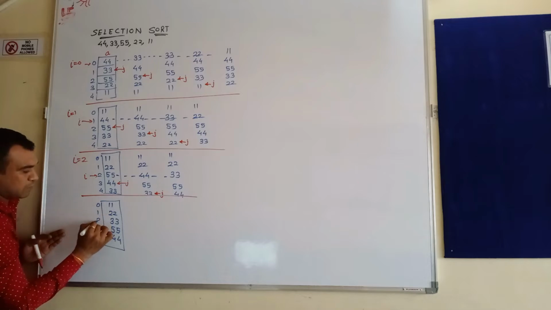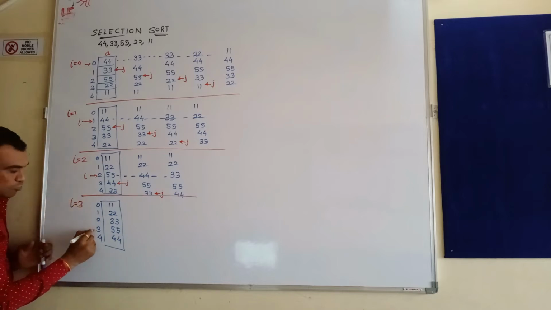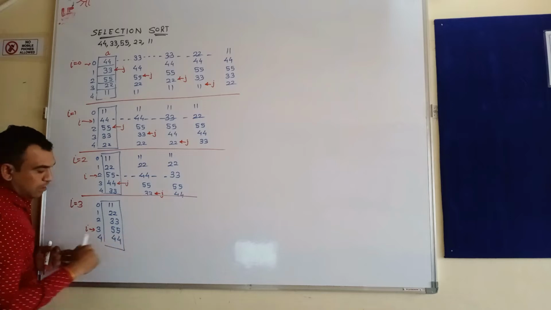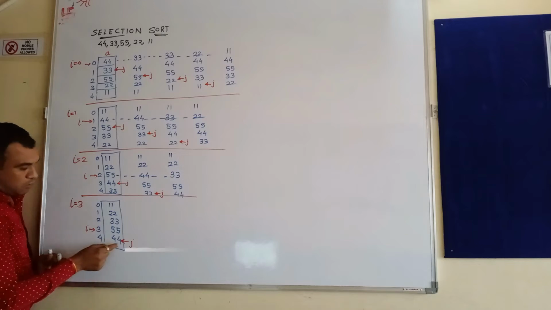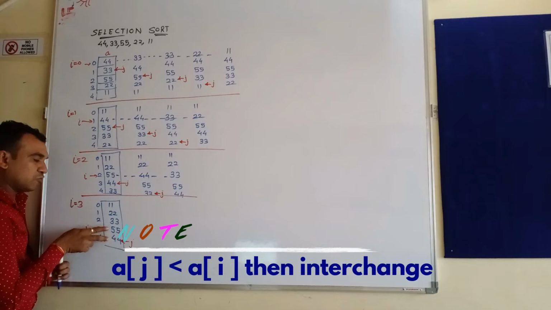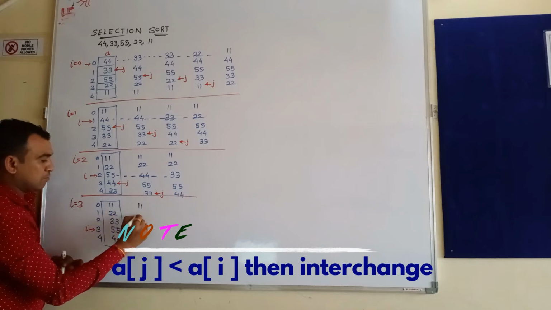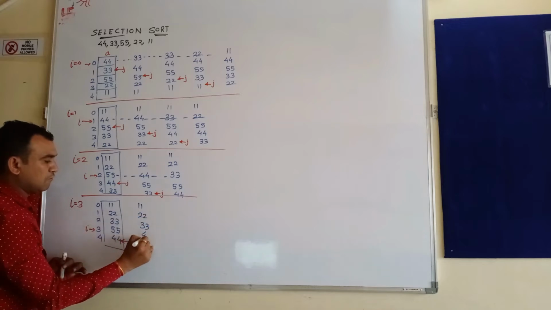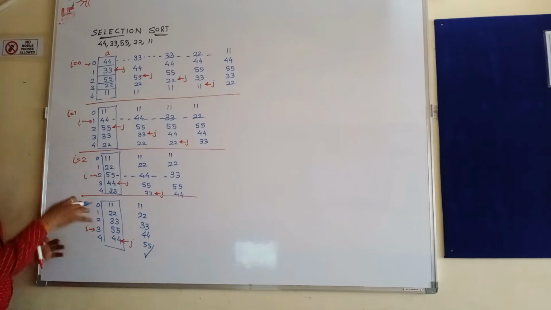0 index, 1 index, 2 index, 3 index, 4 index. Our outer loop variable I is increased and it reaches up to 3 index. So my I is here. Okay. And our j index always starts with I plus 1. So j is here. A of I is compared with A of j. If A of j is smaller, then we are going to interchange between A of I and A of j. So our array will become 11, 22, 33, 44 and 55. That is sorted. Okay. Let's build the logic of how this is possible.